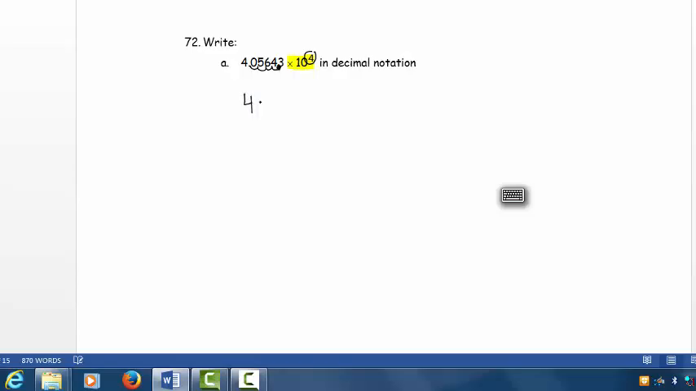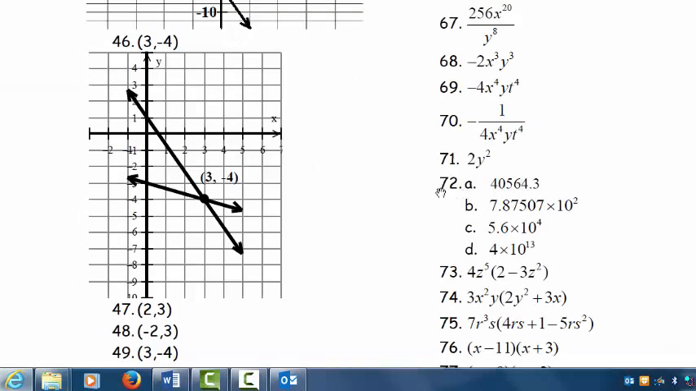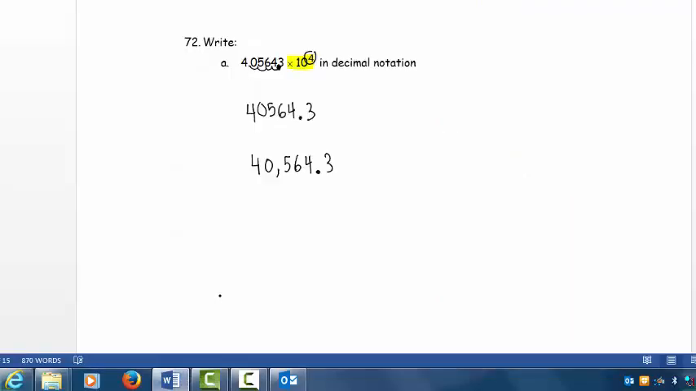Therefore, we have 40564.3. In other words, 40,564 and 3/10. Let's check the answer key. Let's move on to Part B.